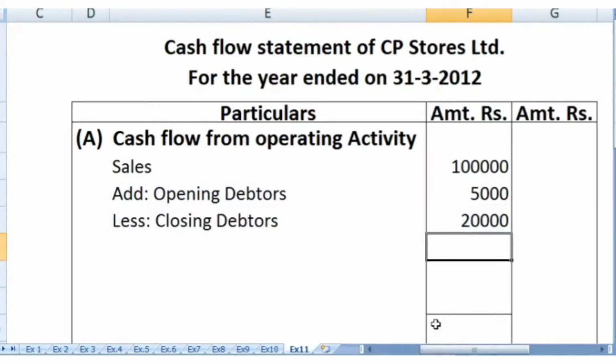What does it mean? During the year you have sold goods of rupees 1 lakh, and 5,000 is opening receivable, so total 1 lakh 5,000 is receivable. Out of that, closing debtors is given 20,000, that means 20,000 is yet to be received. So net amount collected from the debtors is 98,000.